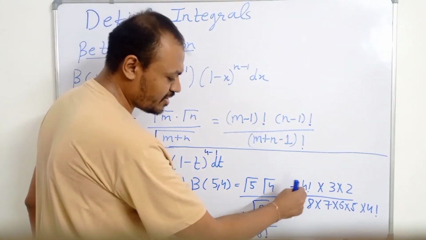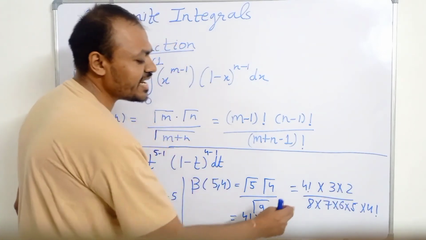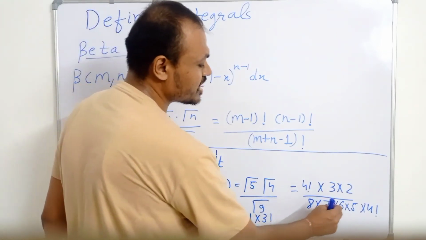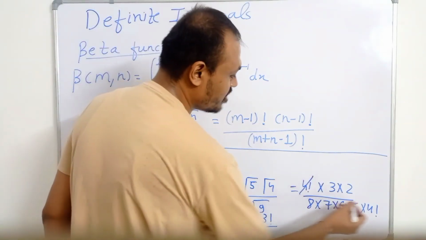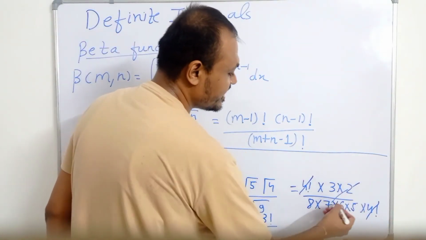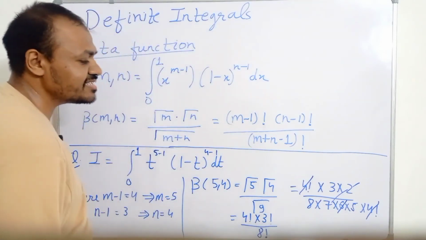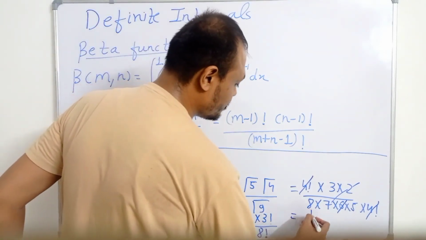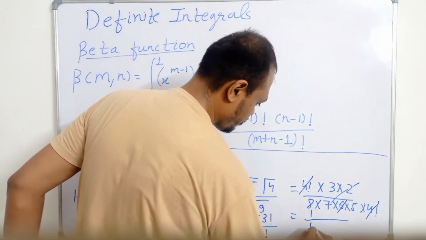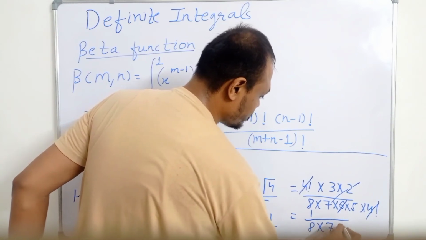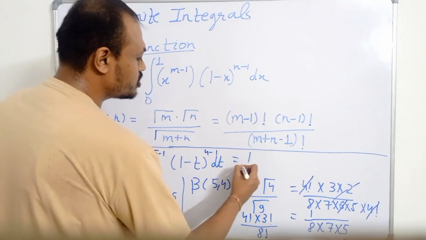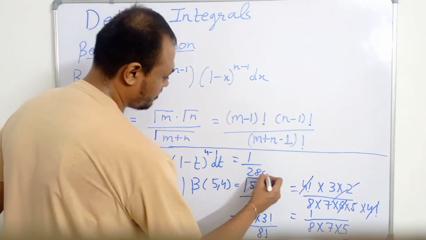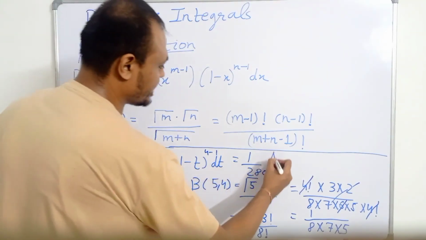So 4 factorial into 3 into 2, and 8 factorial can be written as 8 into 7 into 6 into 5 into 4 factorial. So 4 factorial and 4 factorial will cancel each other, 3 into 2 and 6 will cancel each other. So this will be equal to 1 upon 8 into 7 into 5. So this value is equal to 1 upon 280. 1 upon 280 is the answer.